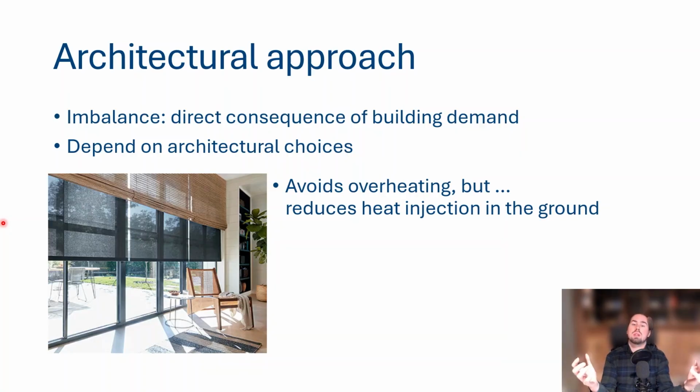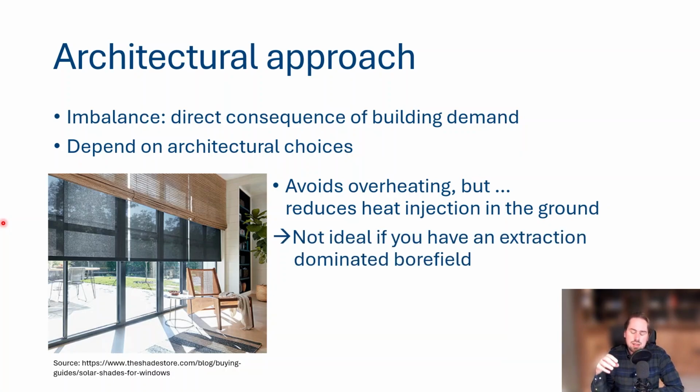But of course, if you have less sun penetrating your building, there is less cooling demand, and hence there is also less heat being re-injected into the ground. So if you have a building that already has a problem with extraction, that extracts more heat from the ground than it injects, placing solar screens will only make this worse, because the solar screens will take away part of your cooling needs. And if you take away part of your cooling need, you're injecting less into the ground. So your imbalance can become bigger.